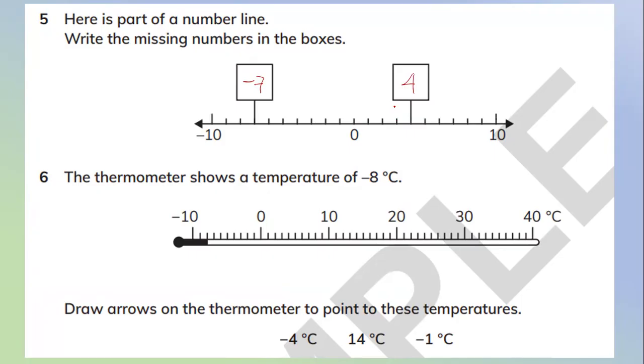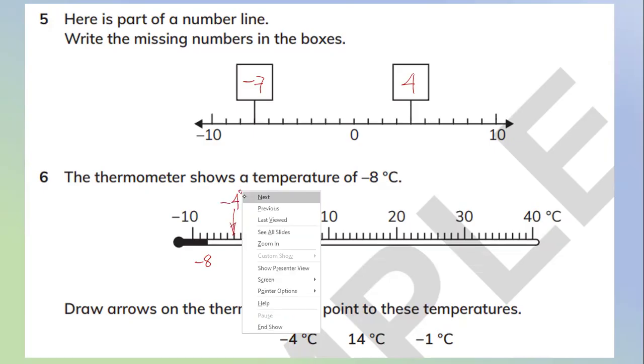So -7 and 4. Number 6, the thermometer shows the temperature of -8 degrees Celsius. This is -8. So draw arrows on the thermometer to point to these temperatures. Okay, -4. -4 is to the left of 0, 4 units. 1, 2, 3, 4. This is -4 degrees Celsius.